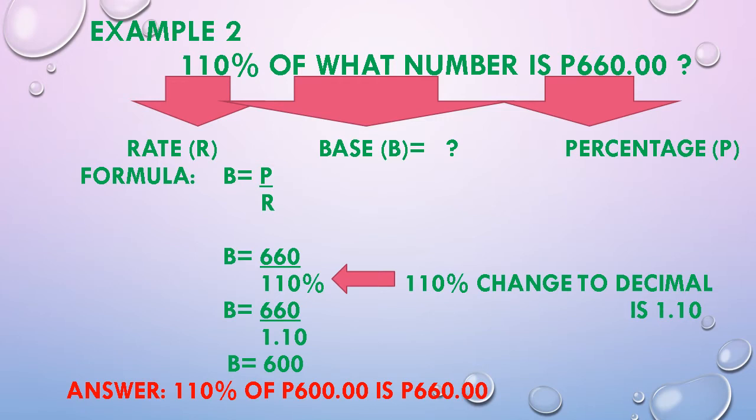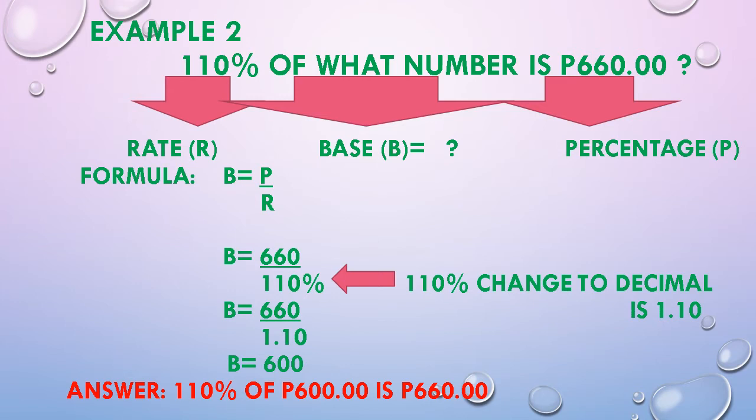Example number 2. 110% of what number is 660 pesos? The rate is 110%. Of what number is the base, which is the missing number, and the percentage is 660 pesos. We are going to use the formula B is equal to P over R. So we are going to substitute the value of P and the value of R, or the rate. B is equal to 660 over 110%.